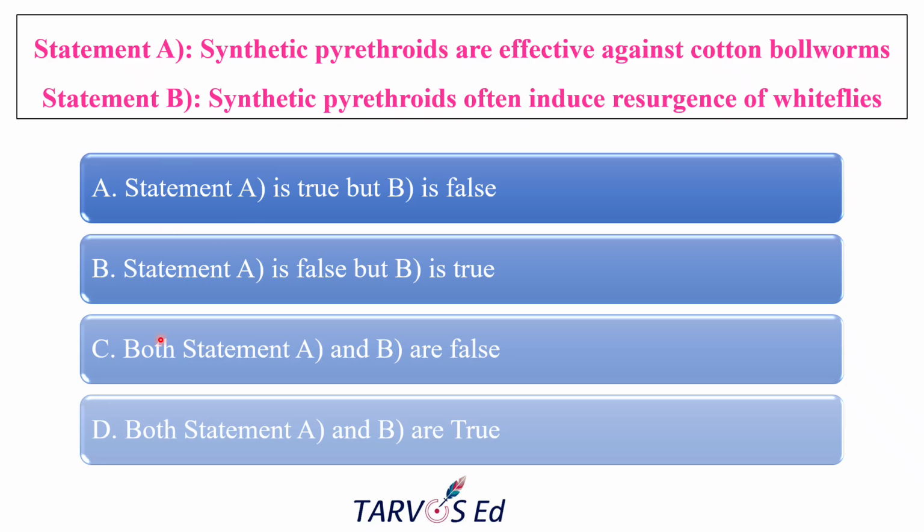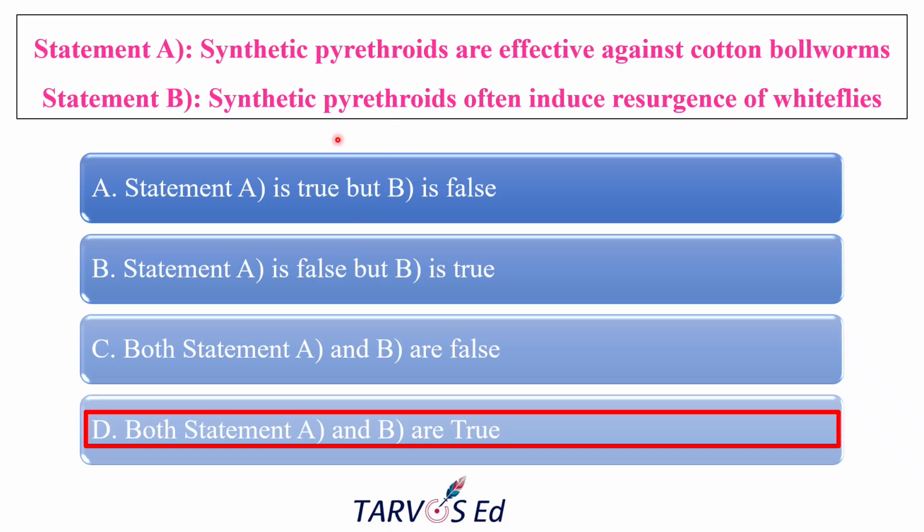So the different options are given. Statement A is true, but B is false. Statement A is false, but B is true. Both statements are false, and both are true. Yes, the correct answer is both the statements are true. Synthetic pyrethroids are effective against cotton bollworm and also help to induce the resurgence of the whitefly. The examples for synthetic pyrethroids are cypermethrin, deltamethrin, fenvalerate, lambda cyhalothrin and all.